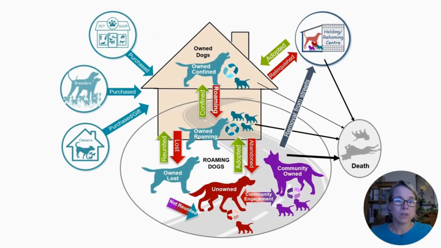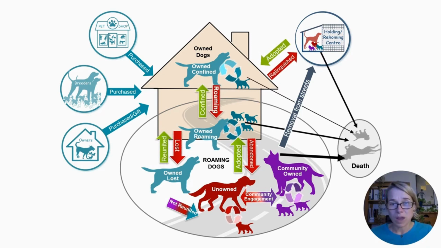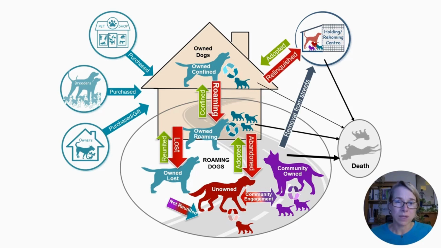This is a visualization of basic dog population dynamics. It shows the different subpopulations of dogs or states, and it also shows processes. So demographic processes are part of dog population dynamics. They are the way that dogs arrive and leave the population and how they move from one state to another, including birth, death, movement out of the home, either temporarily in the form of roaming or permanently when lost or abandoned.